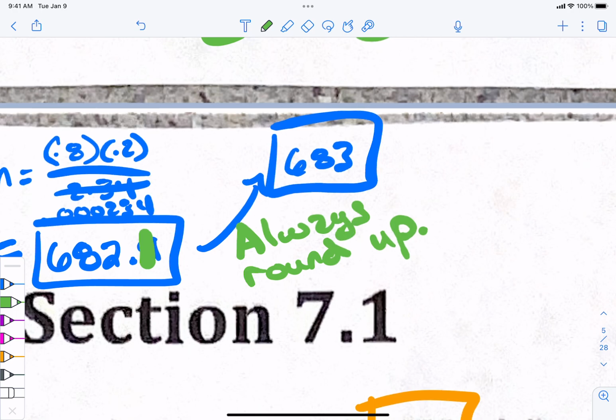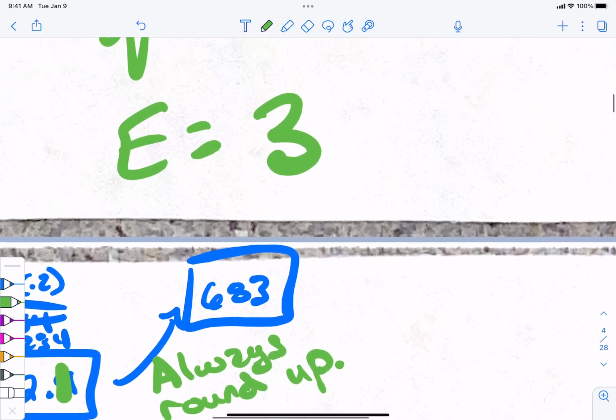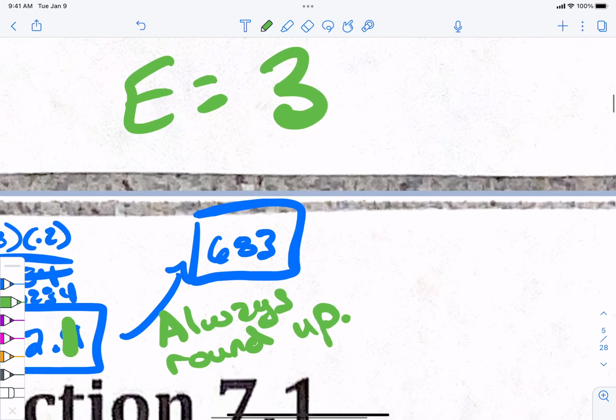Okay, last thing. Listen. These are things that you're going to encounter on your homework assignment. You have to listen. 683 is your N. You always round up when you're solving for N. Got it? So that was with an error of 3%. If I want a 3% error, I have to survey 683 people.